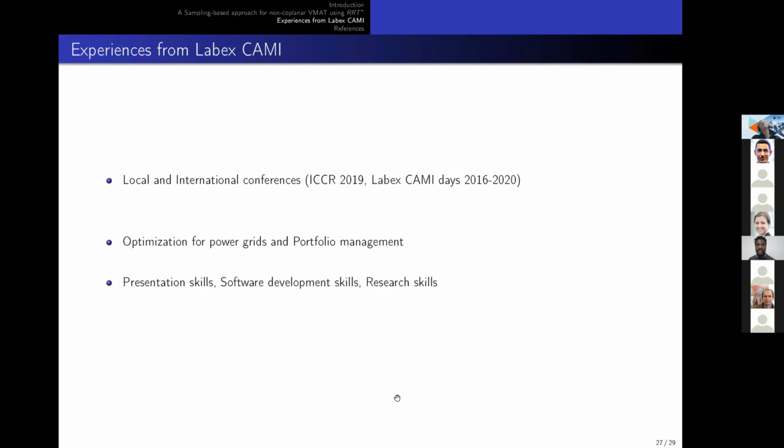And also from LabEx CAMI, I was able to learn how to make presentations, given the opportunity to make presentations in front of a large audience. For example, in Brest in 2019, yes. And software development as well. During the PhD, you are able to develop software during this time, and then you gain research skills as well.